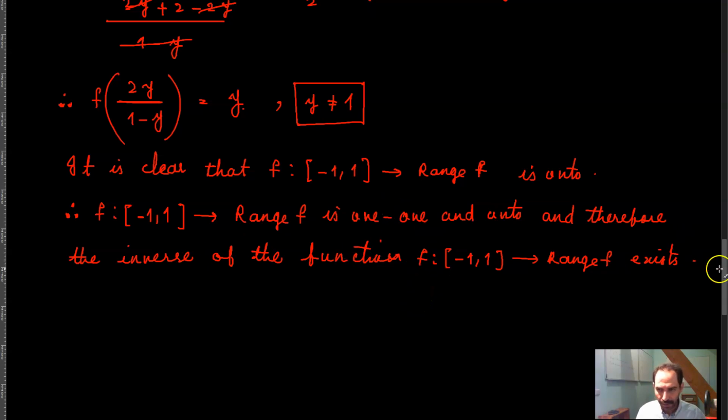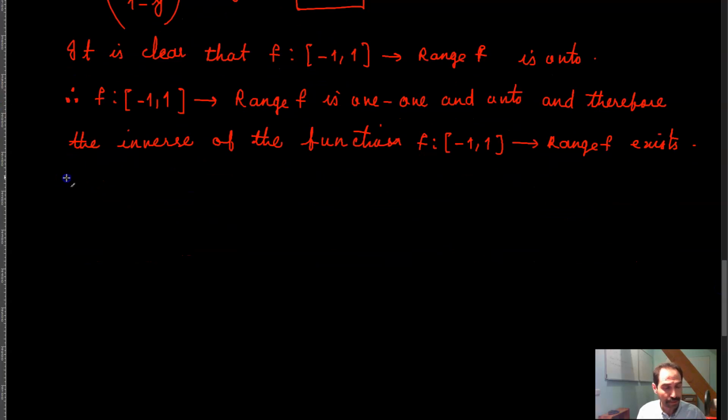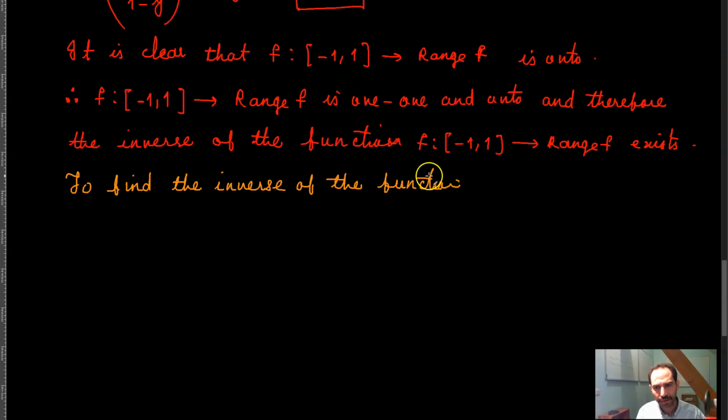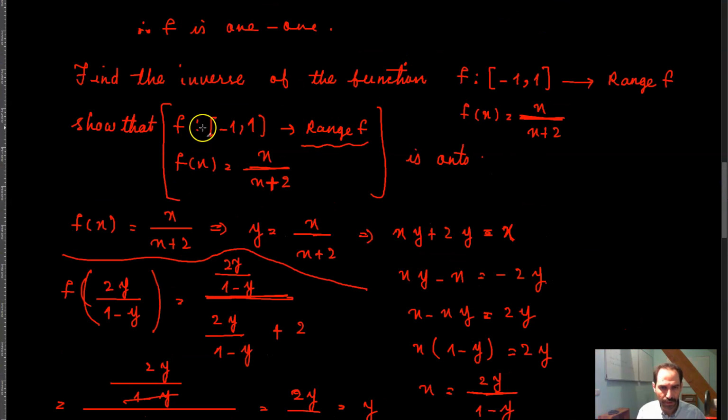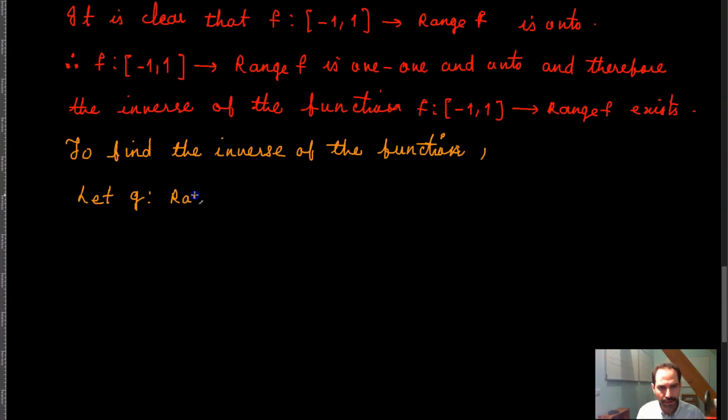So now in order to find the inverse of the function, what you need to do is that, for example, you can say let some function g from the codomain to the domain, meaning from range f to the interval -1, 1, be the inverse of f.